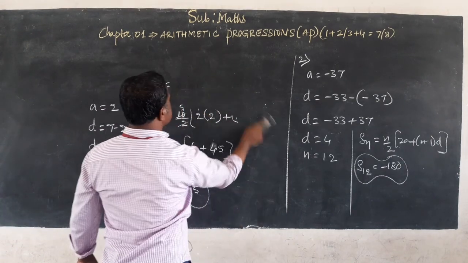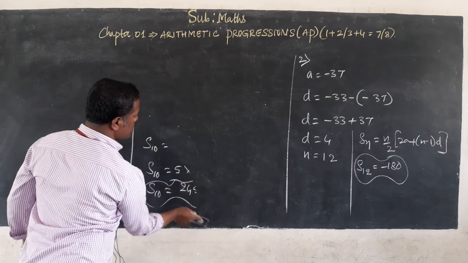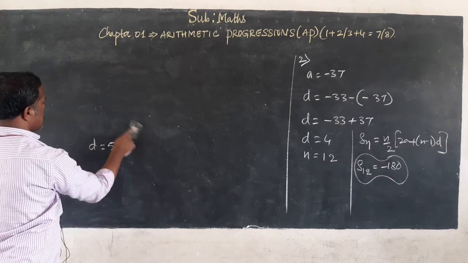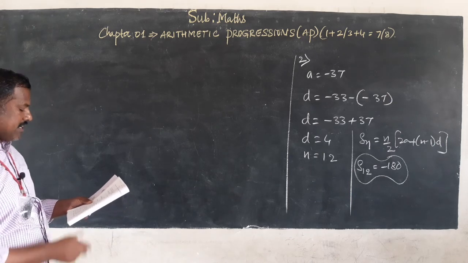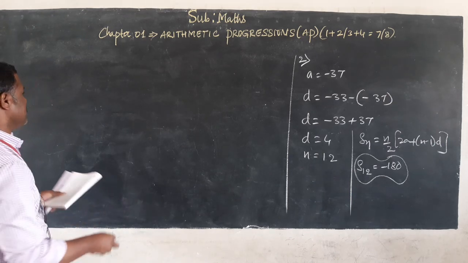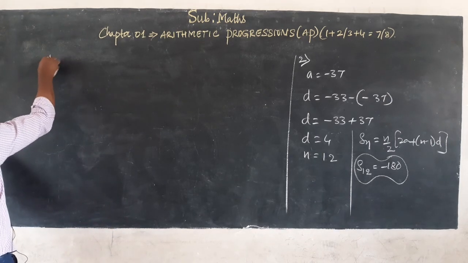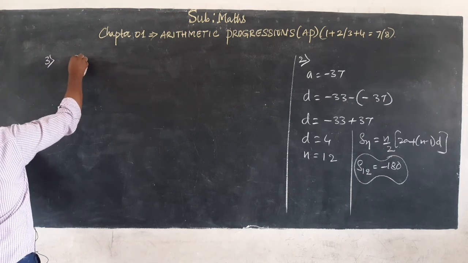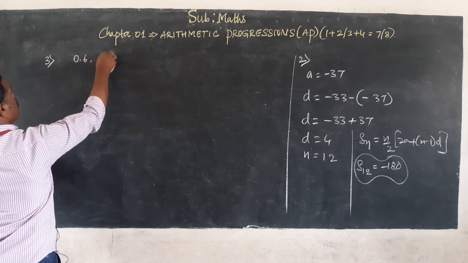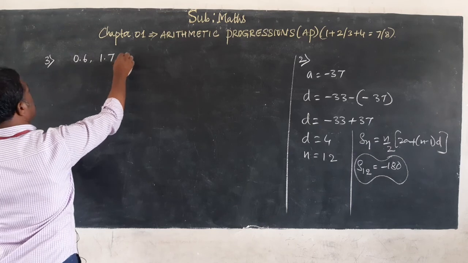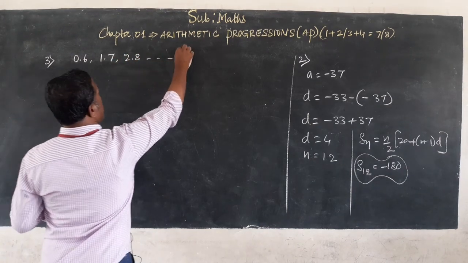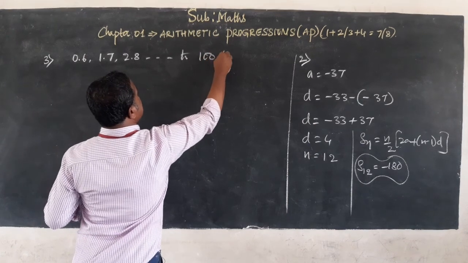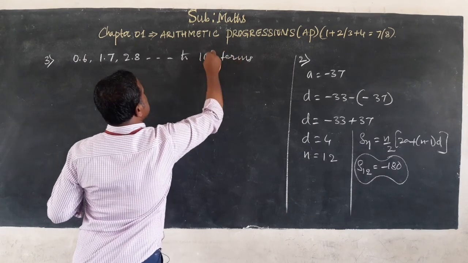Next, let us take down the third problem. So here I explain the exercise 1.3, first main. Third problem: 0.6, 1.7, 2.8, up to 100 terms. Okay, children?